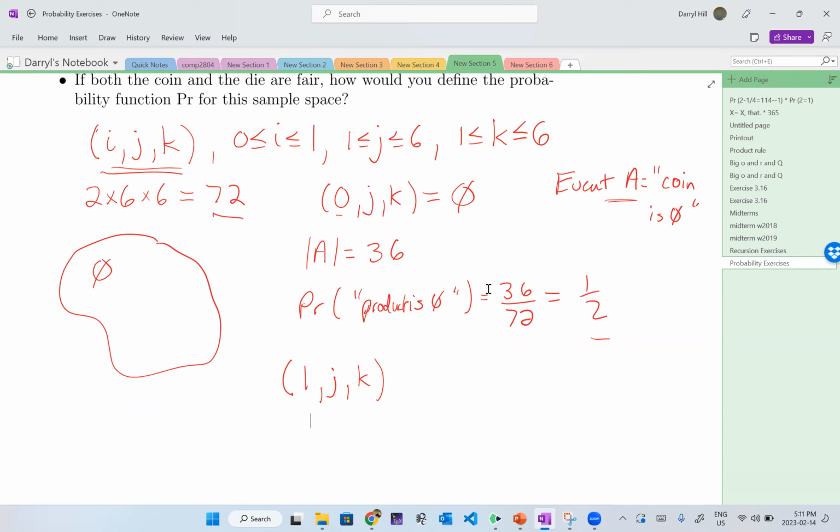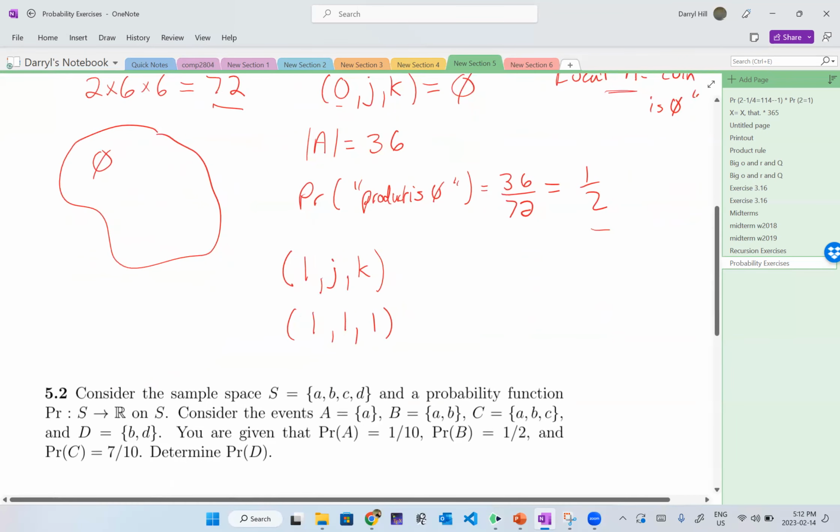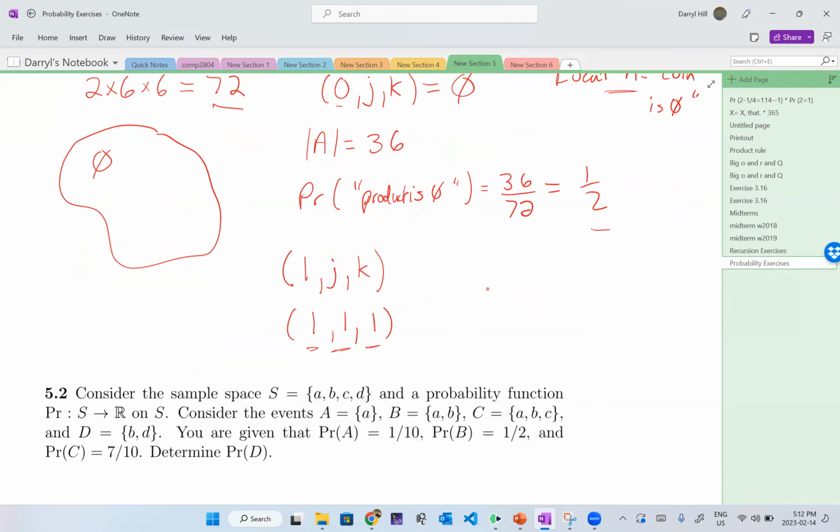So let's say I wanted all of the probability for 1s. Well, I have one way to choose this, one way to choose this, one way to choose this. I have 72 outcomes total. The product of this is equal to 1. So the probability that I get a 1 is 1 over 72. Makes sense? I'm maybe going a little fast.